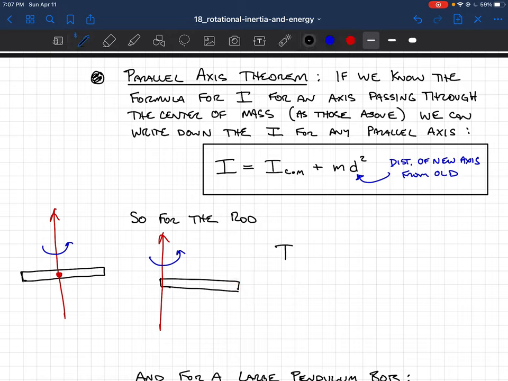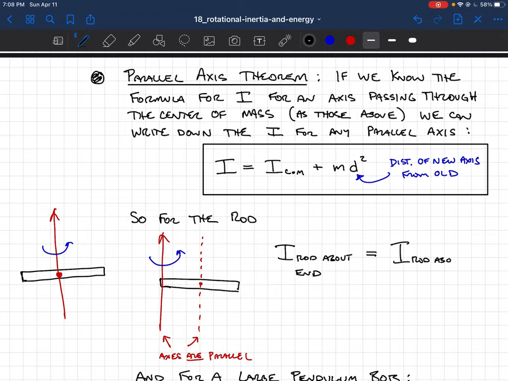But what is it? Well, we can just use this equation. So I of the rod about the end is equal to, by the parallel axis theorem. So why am I allowed to use the parallel axis theorem? Well, because I already calculated it for an axis that goes through the center of mass, and these two axes are parallel. So I'm allowed to do it. So what do I get? Well, I get the I about the center of mass, so that's I rod about center of mass, and then I have to add to that the mass of the rod times the distance between the two axes. So the distance between the two axes is this distance here. So our equation is going to be 1/12 ml squared.